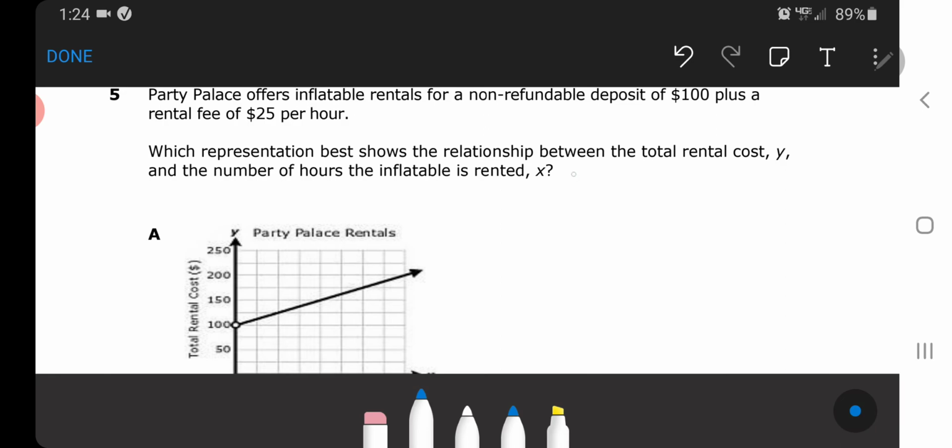So once again, our total cost Y is equal to, well, we have to pay $100 just to get started. So 100 plus a rental fee of $25 per hour. $25 every hour. We're letting hours be represented by X. So once again, it depends on how many hours we go, and we're going to pay $25 more. Or you can rewrite it, if you feel more comfortable, as 25X plus 100. Doesn't matter. Same equation at the end of the day.